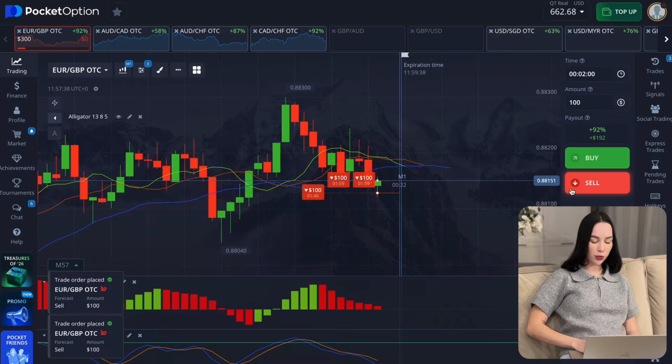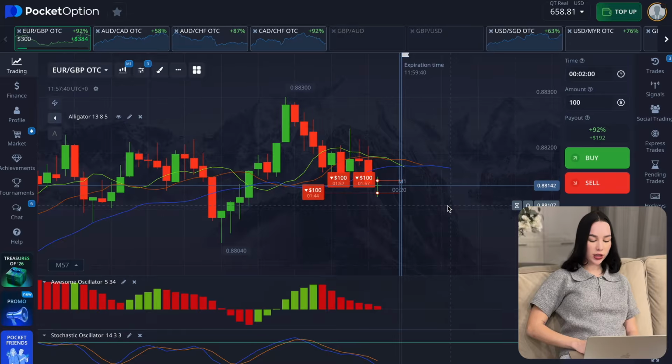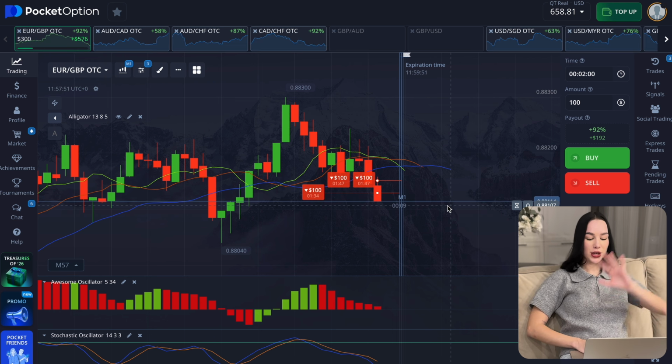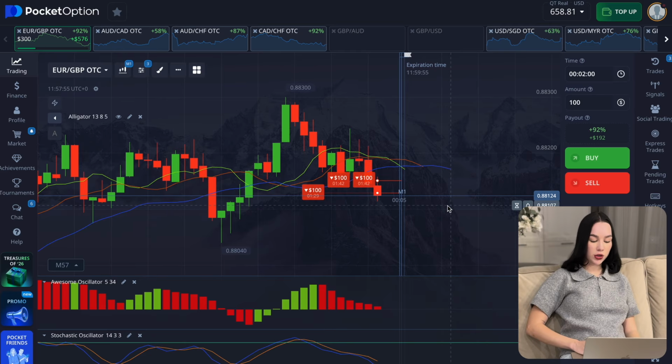Here, I'm actually thinking of opening two more sell trades for 2 minutes as well, because as you can see, we got some reversal. The correction is absolutely normal, but that's how we can also get a really good entry point. And why not? We can cover all three of these trades in the plus, and it's going to be absolutely perfect.